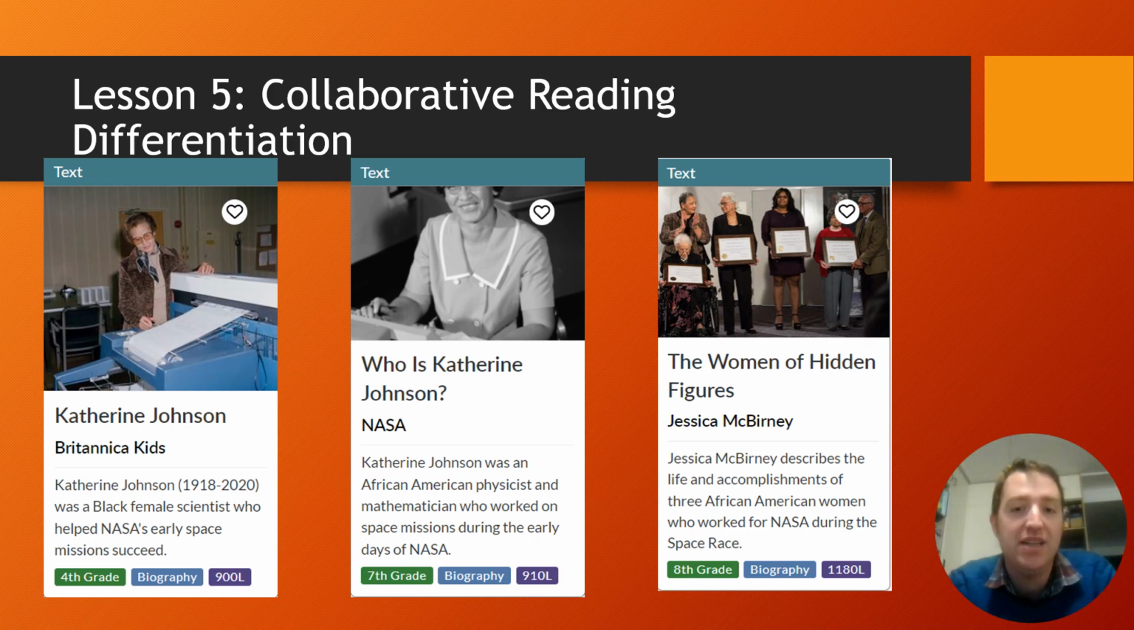It's really basic, but the idea is that because they're all reading the same material, the same topic, they all have something to contribute, something to say during the collaboration. And the collaboration is a pretty simple exercise. As a group, they need to write an outline and a 300-word summary about Katherine Johnson as a person.